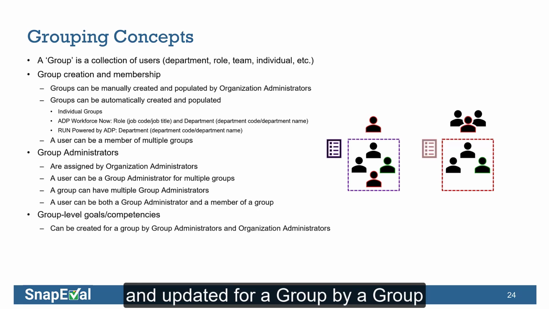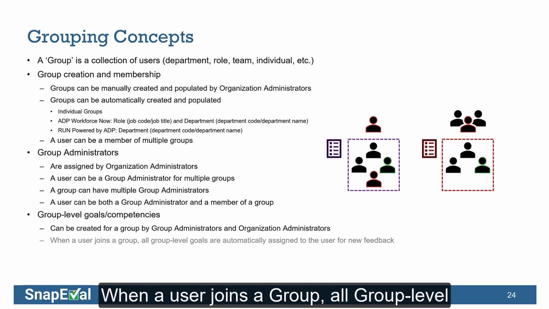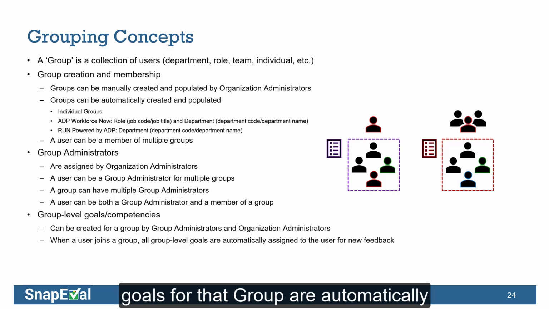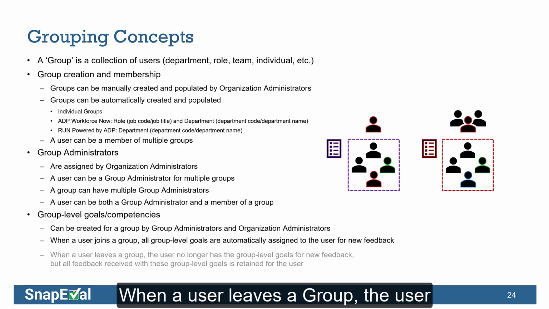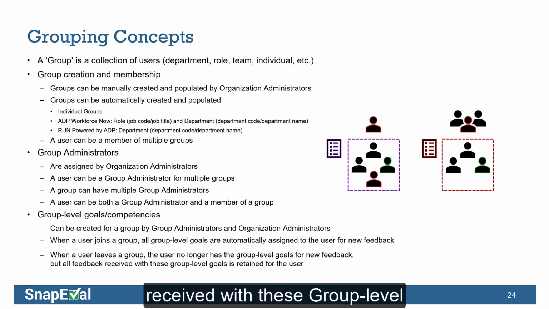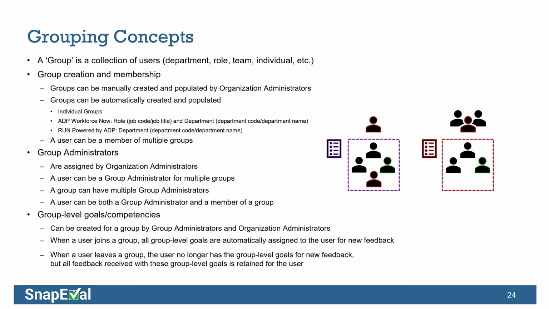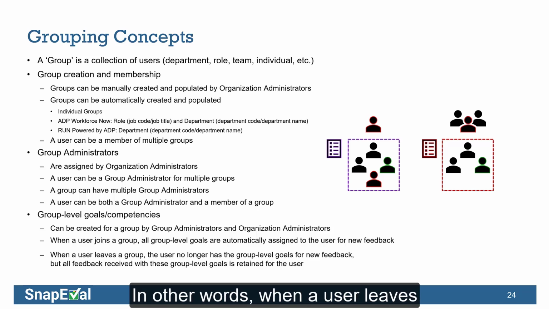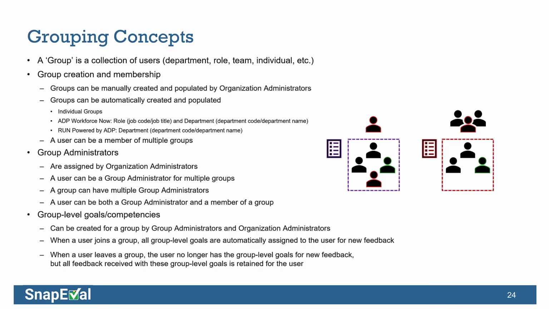Group-level goals can be created and updated for a group by a group administrator for the group and by organization administrators. When a user joins a group, all group-level goals for that group are automatically assigned to the user for new feedback. When a user leaves a group, the user no longer has the group-level goals for new feedback, but all feedback received with these group-level goals is retained for the user. In other words, when a user leaves a group, the group-level goals associated with that group are no longer available for new snaps for that user.